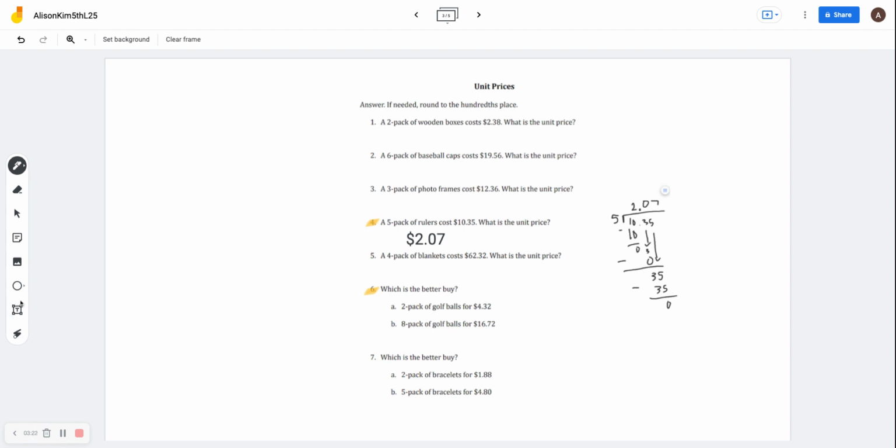It's asking us which is better to buy: 2 packs of golf balls for $4.32 or 8 packs of golf balls for $16.72. So in order to figure out which one's better to buy, we're going to have to find out the unit price of each, right? So let's start with part A right here. So it says 2 packs of golf balls cost $4.32. So we're going to divide $4.32 by 2.